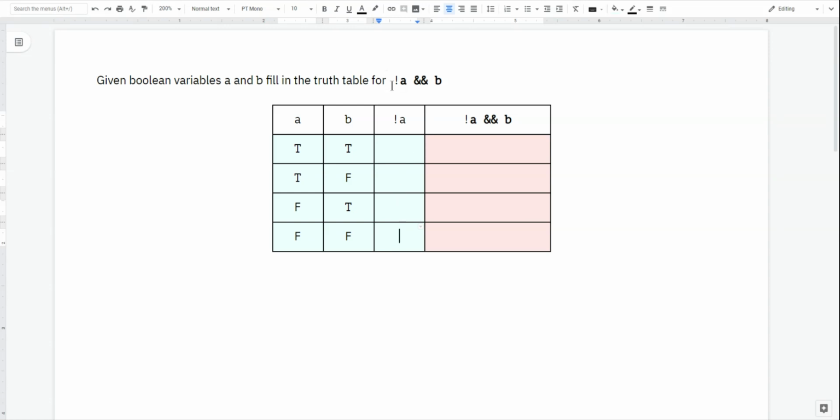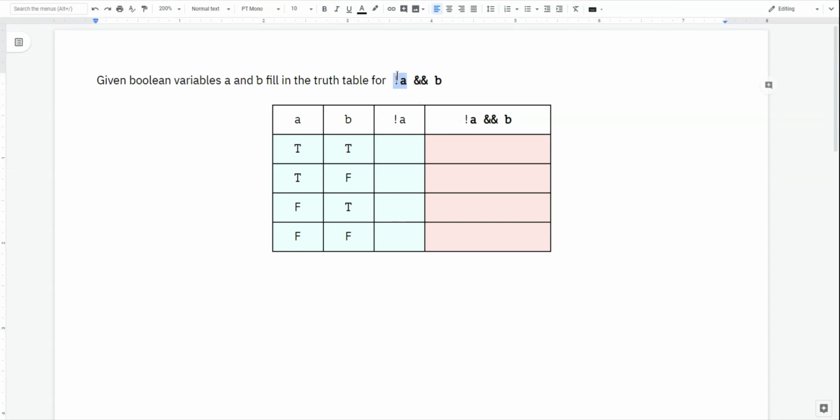Okay, then what I did is I have the expression here, not A and B. And that goes in the last column, not A and B. But before I get to that, I want to take each part and do each operation individually.